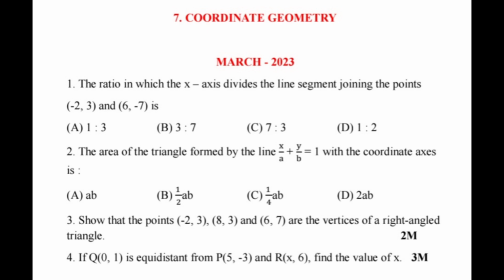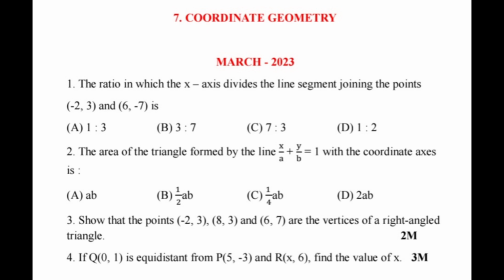Second question, find the area of the triangle formed by the line x/a + y/b = 1. You don't have questions like these in the textbook. So take the x-intercept point as (a, 0) and the y-intercept point as (0, b), and substitute. You will get half into a into b.